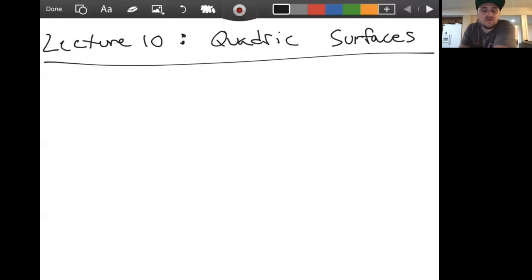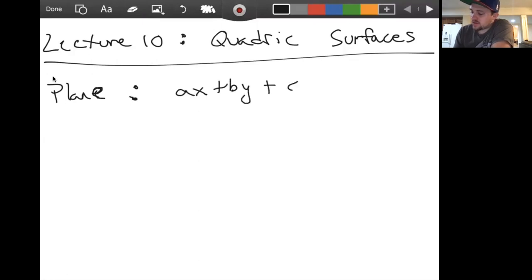Now that we've seen how to find equations in three-dimensional space of lines and of planes, we can take one step farther and completely generalize quadric surfaces in 3 dimensions. So let's start with recalling what the general form for an equation of a plane was. For a plane, which is a surface, a two-dimensional subset of three-dimensional space, we just had ax plus by plus cz plus d equals 0.